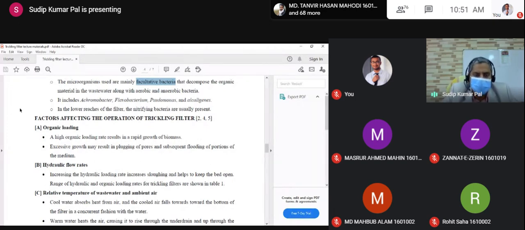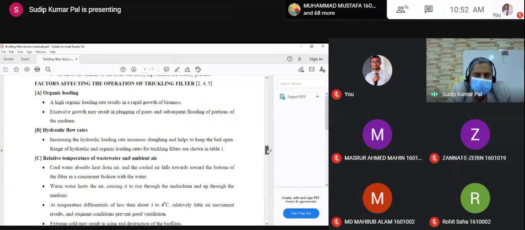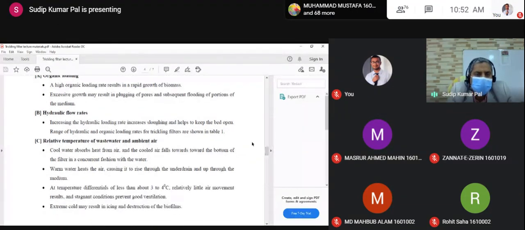Hydraulic flow rate depends on how much water you are allowing. There is a table showing organic loading as well as hydraulic loading. Hydraulic loading basically depends on the flow rate, so basically the design flow rate and how we keep it. Also, increasing the hydraulic loading rate increases the sloughing and helps to keep the bed open.